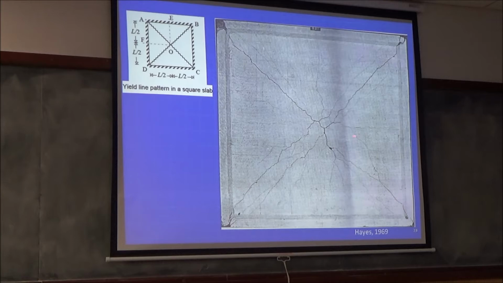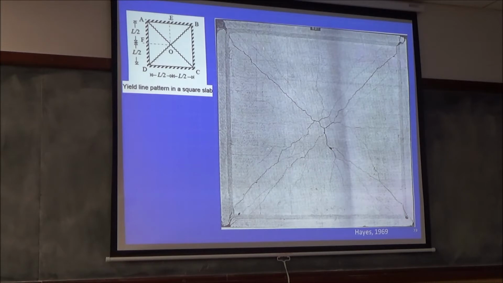There are other modes of failure. For example, if you have no beams, no wall, only column here, column here, column here, then the yield line will form like that. Okay? So these are the two common modes, but this is the most common, classic mode.